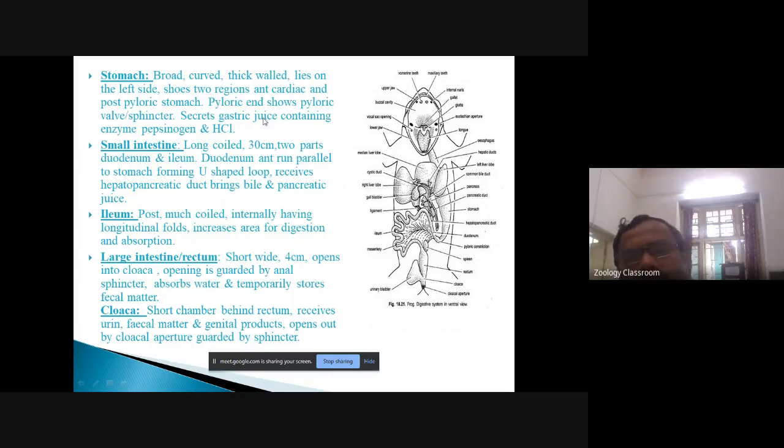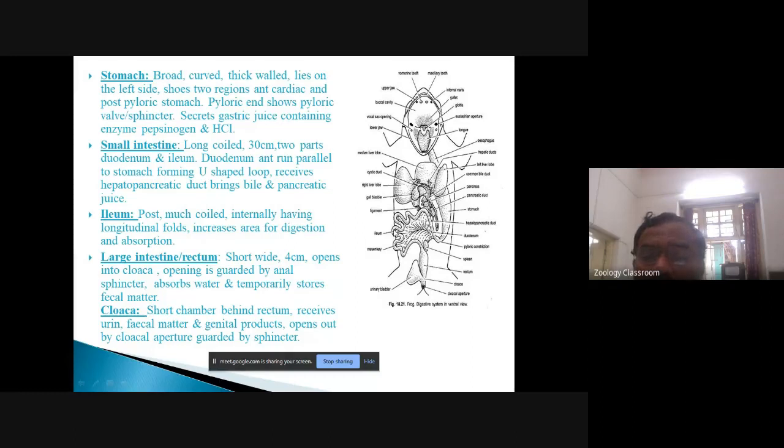This stomach secretes the gastric juice, which contains hydrochloric acid as well as the enzyme pepsinogen. The HCl is useful for maintaining the acidic pH as well as to kill the prey, and pepsinogen is the protein digesting enzyme which acts on proteins. This stomach further continues into the small intestine. The small intestine is a long tube, about 30 centimeters, and it is coiled.